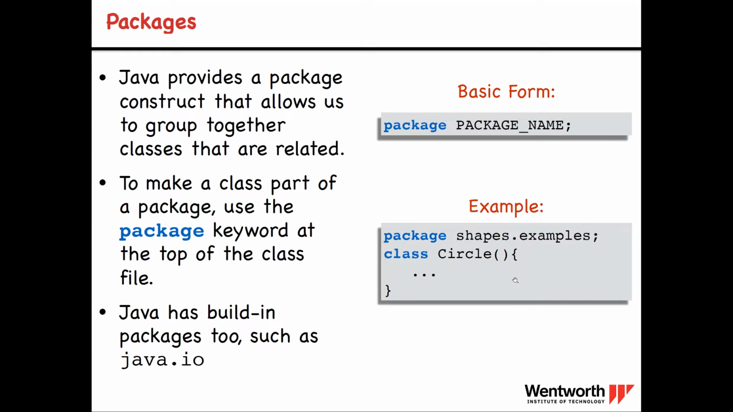So if I had a bunch of shapes or something, maybe I would create a package called shapes, and then maybe I had some examples, so I'd have shapes.examples. So Java, like I said, has lots of built-in packages like java.io, java.util. We're going to use a whole bunch of stuff when we use JavaFX in the near future. There's a whole bunch of packages that we're going to use from that. So it's an organizational thing that you can use.